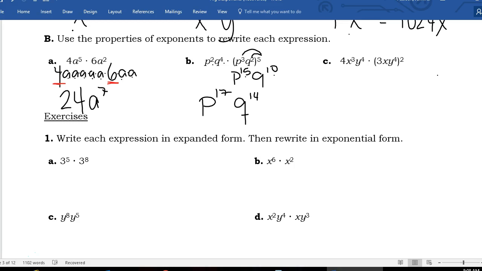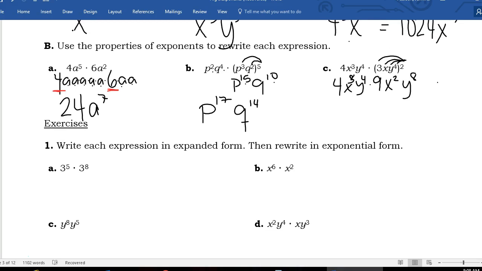Last one, I'm going to just go straight to the answer. I don't want to go through expanded form because I think it's like the last one. But I'm going to distribute this 2 to every single piece in the parentheses. So that will be 3 gets a 2. 3 squared is 9. X gets a 2. Y gets a 2, but Y already has a 4, so then we're going to multiply them together. I'm going to keep everything else the same, just so that I can line everything up.